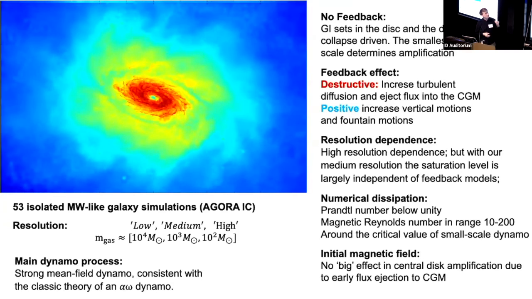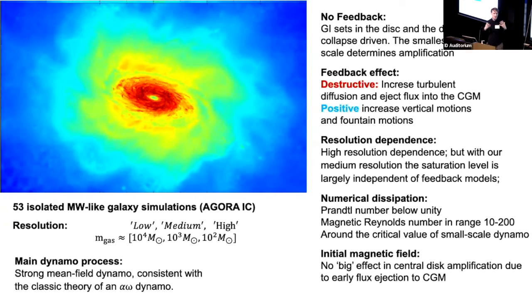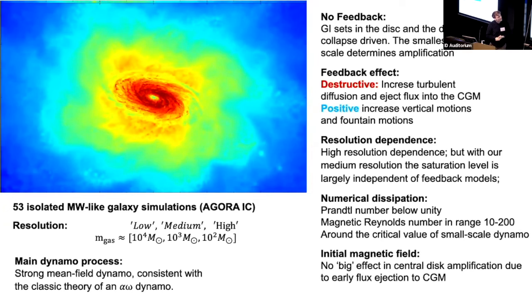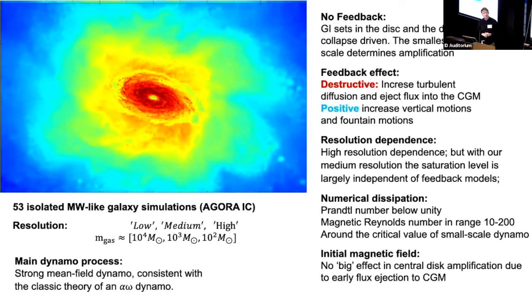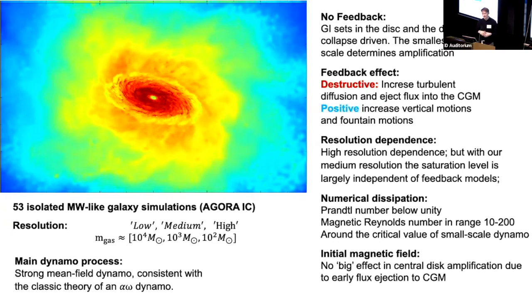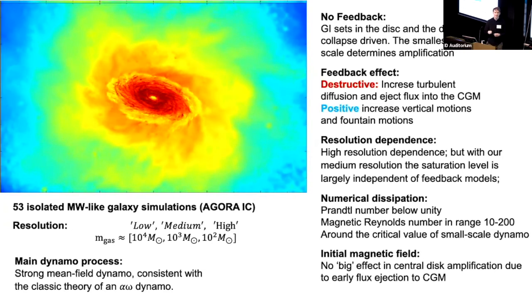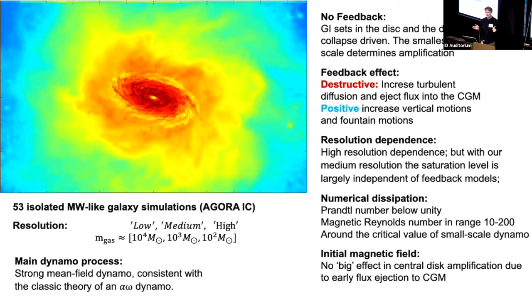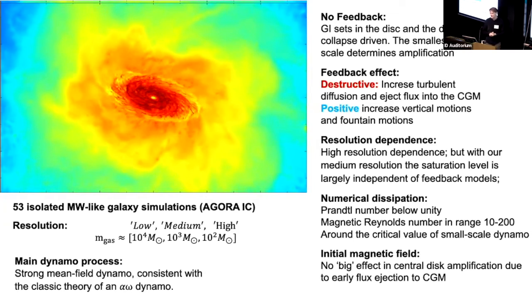We did some runs with no feedback, and here we have gravitational instability. There the amplification is very dependent on how much fragmentation occurs within the disk. Basically, what you set as the smallest collapsing scale will be the main determining factor.